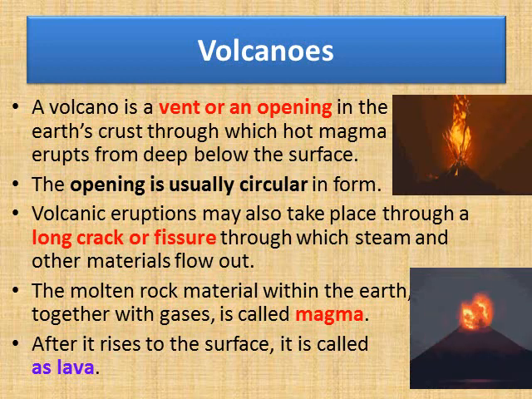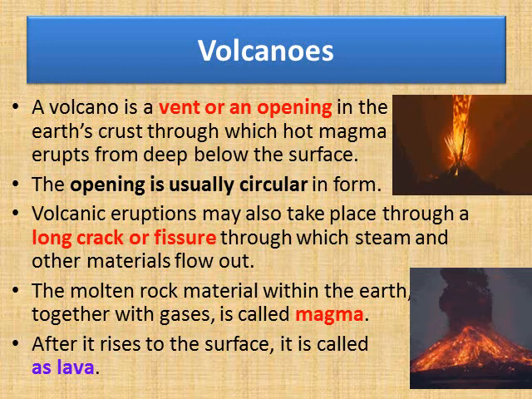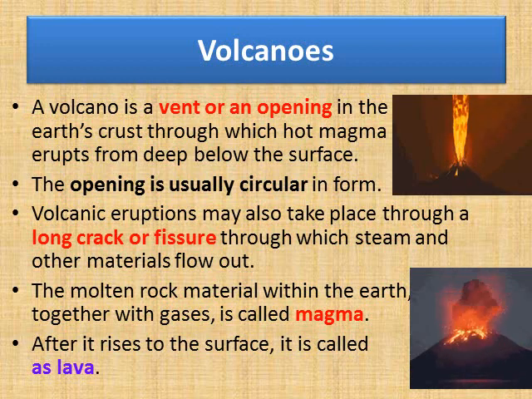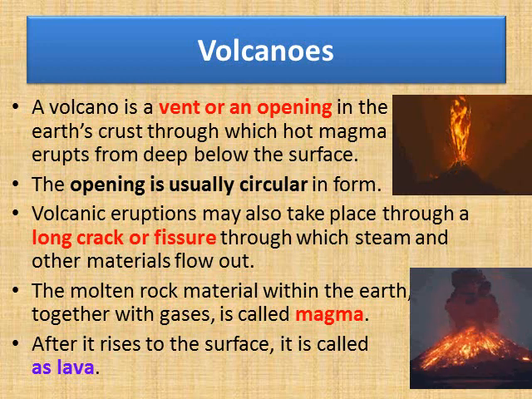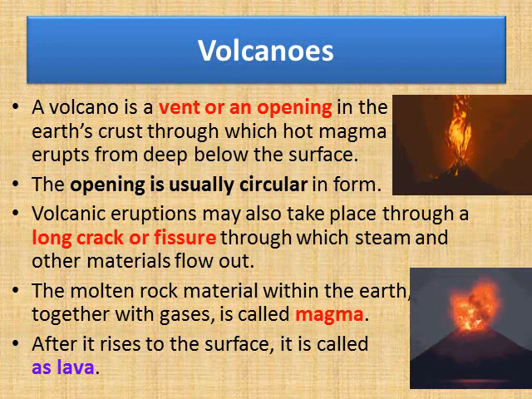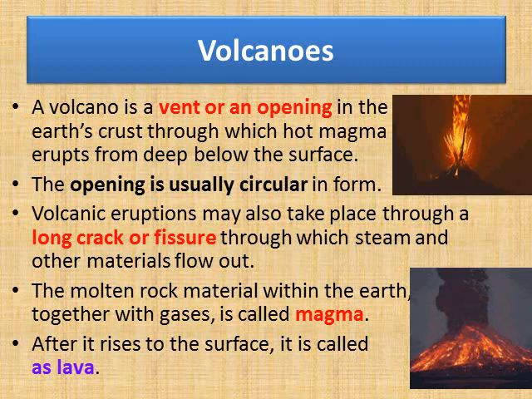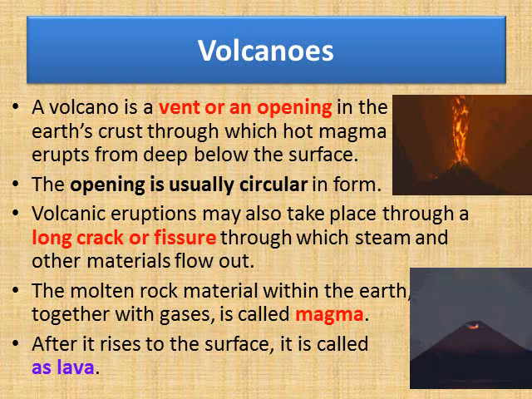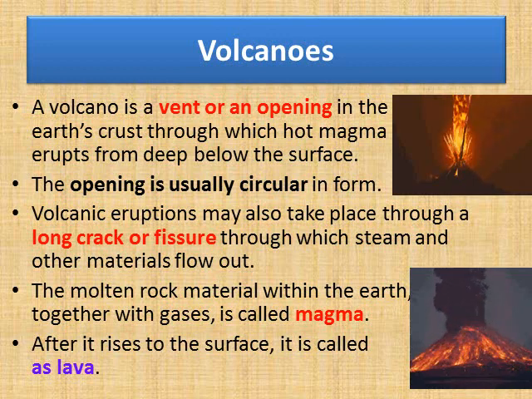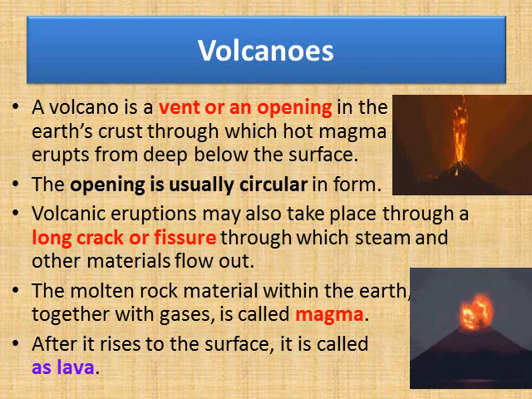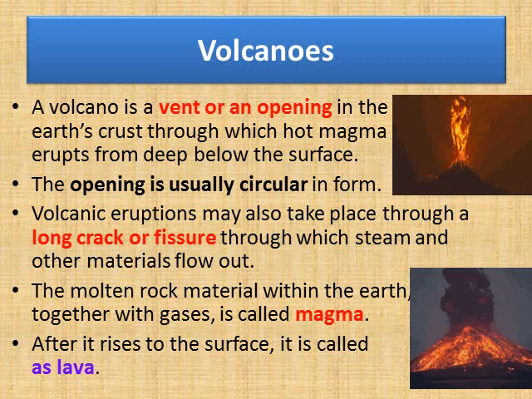The molten rock material within the earth, together with the gases, is called magma. What is magma? The molten rock material within the earth plus the gases is called magma. M-A-G-M-A, magma. After it rises to the surface, it is called lava. So when the molten rock material plus the gas is inside the earth, it is called magma, and once it rises to the surface, it is called lava.